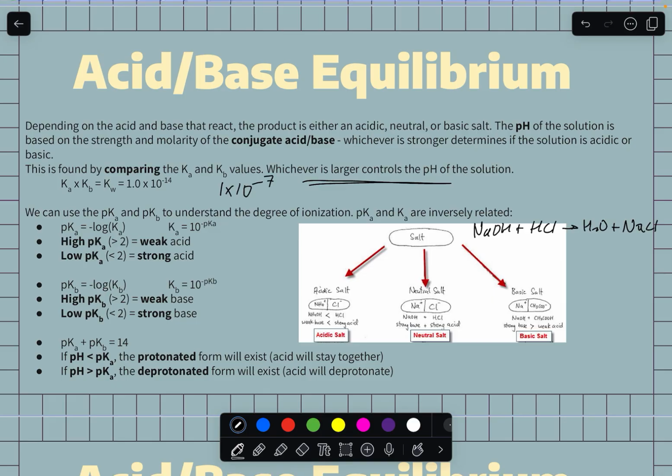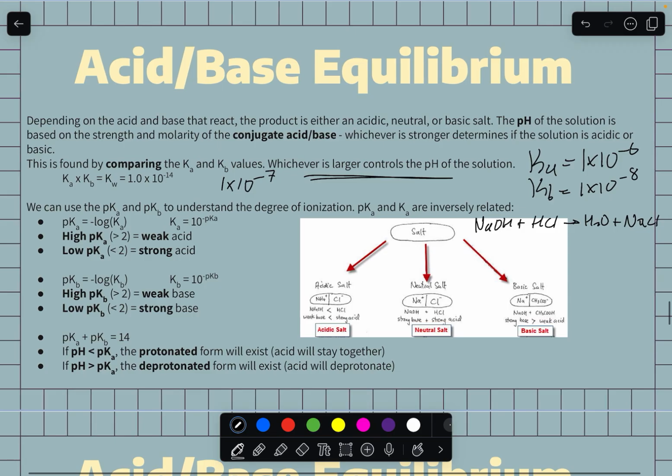If we have one that is greater than this number here, greater than 1 times 10 to the negative 7, so say Ka is 1 times 10 to the negative 6, we know that the solution is more acidic because the Kb would be 1 times 10 to the negative 8. Okay, so that's what that is meaning.